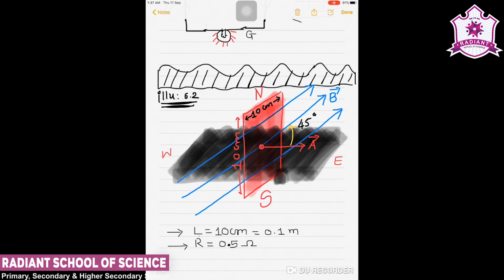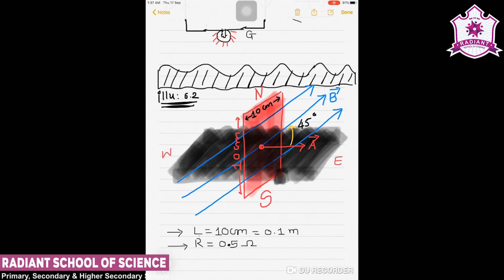Now it is placed vertically in the east-west plane. Here the east-west plane is shown in black color, and the loop stands vertically in it, so it is in the N to S direction as shown in the figure above.